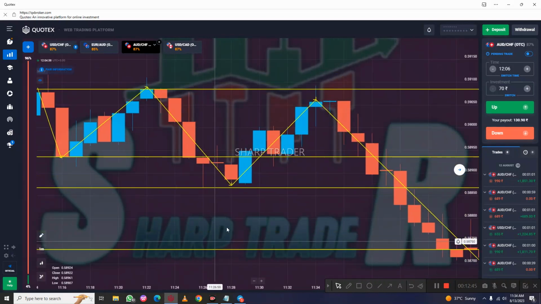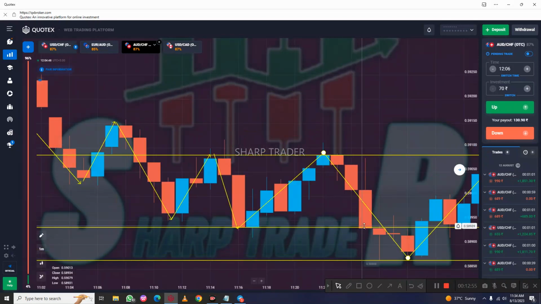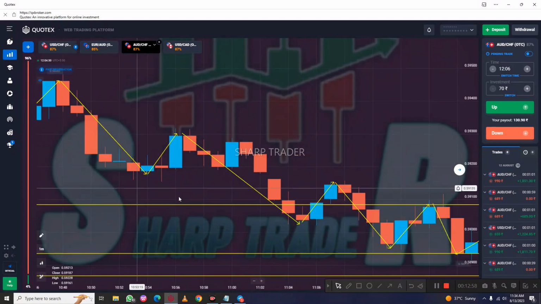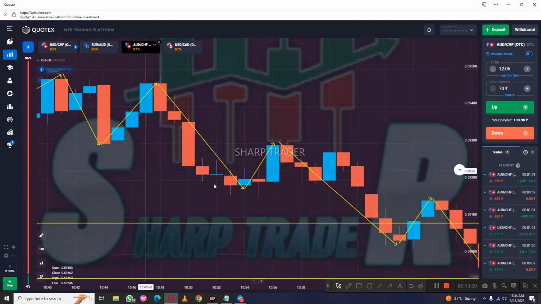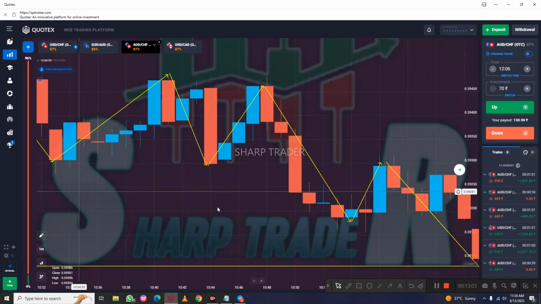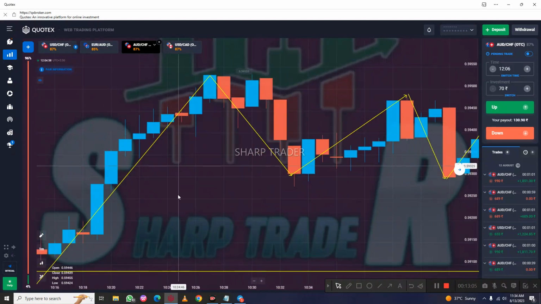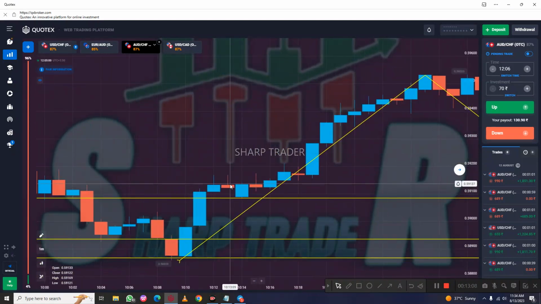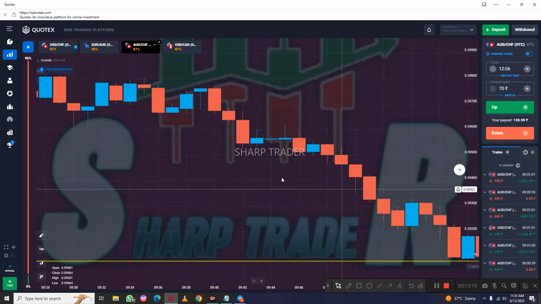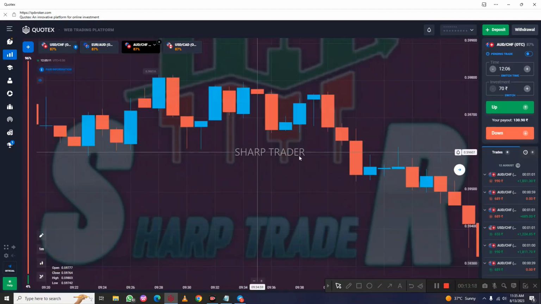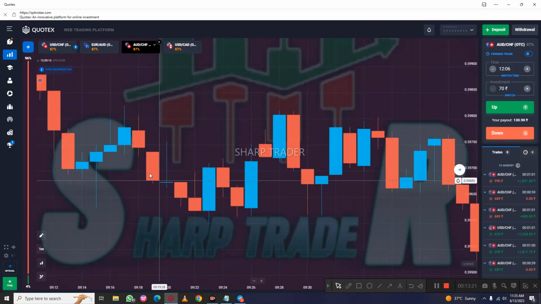Let's take some more examples here. Skip. Here, skip it. Here, skip it. These are not dojis, because you can see the body is not that small, not that narrow. Here, here.